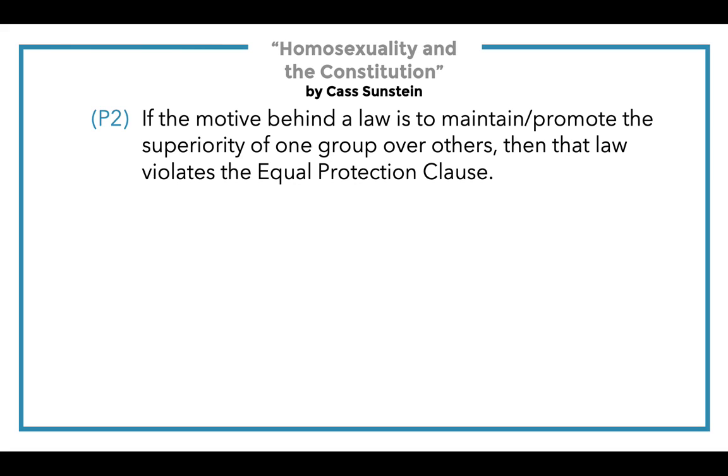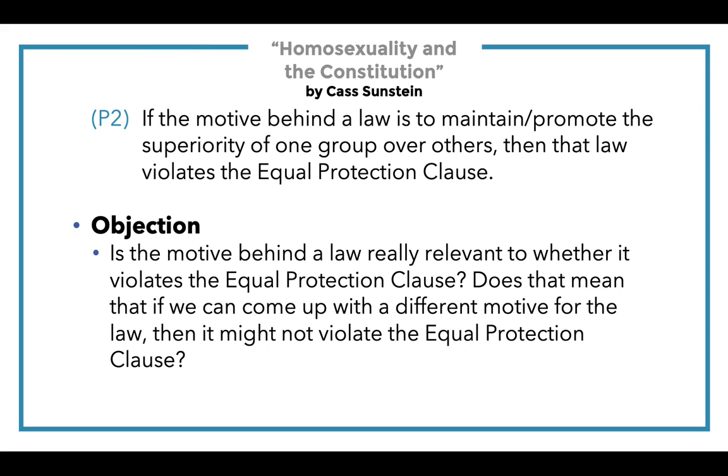So how could we object to this premise? The premise says, if the motive behind a law is to maintain or promote the superiority of one group over another, then the law violates the Equal Protection Clause. The objection that occurs to me is just this question about whether the motive behind a law could really be relevant to whether that law violates the Equal Protection Clause. If the motive can determine whether the law violates the Equal Protection Clause, then it would seem like if we could come up with some different motive for the law, then it might not violate the Equal Protection Clause.